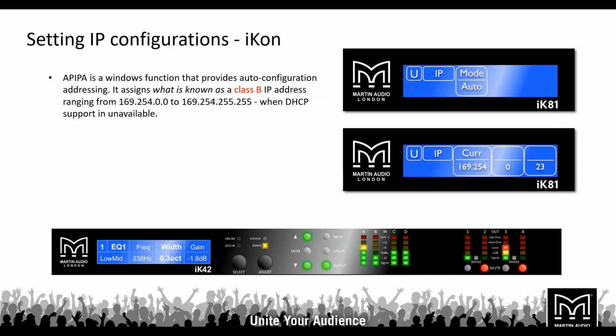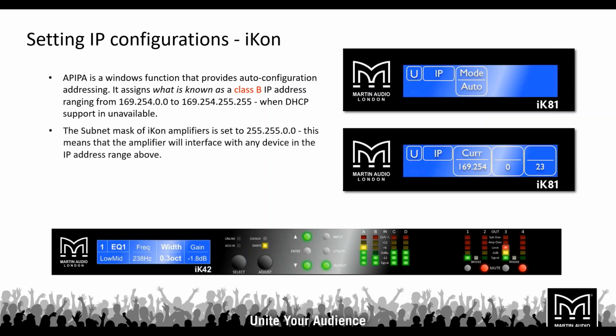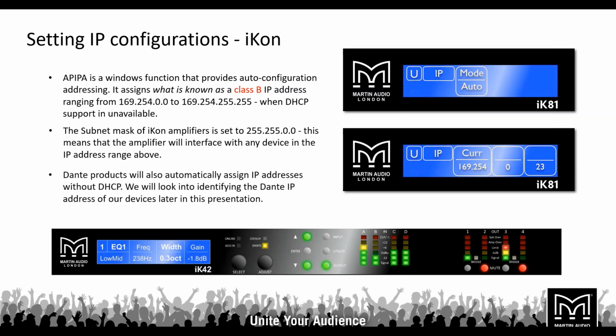It assigns what's known as a Class B IP address, and this ranges from 169.254.0.0 all the way up to 169.254.255.255. So there's a lot of IP addresses there available for self-assigning. In this configuration, the subnet mask of the iKons is set to 255.255.0.0, which means they will be able to talk to any interface with a device in the IP address range above. And the good news is that Dante products will also automatically assign within the same range. So even without a router or a DHCP server on the network, we can talk to both VNet and Dante simultaneously.